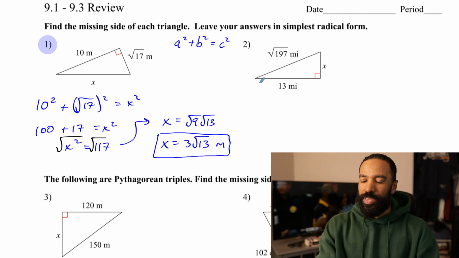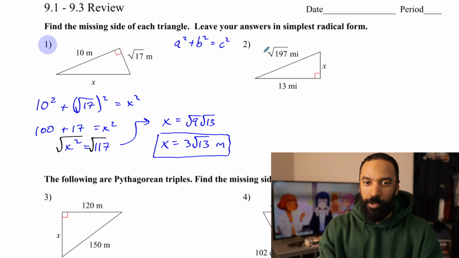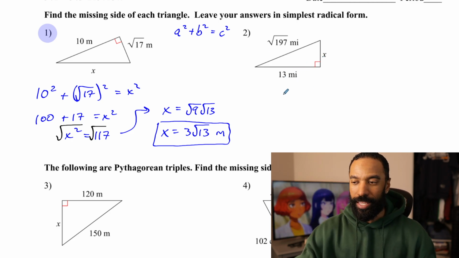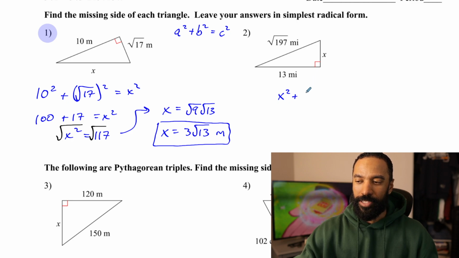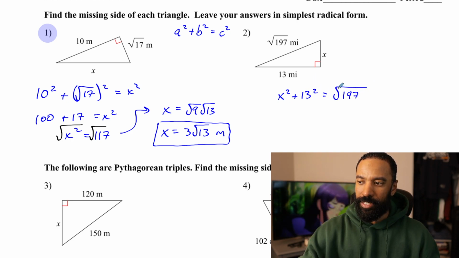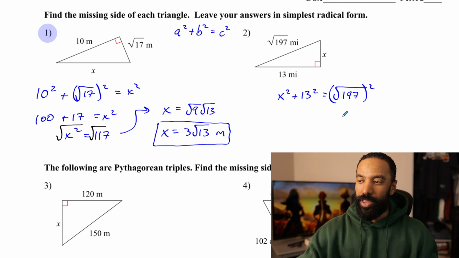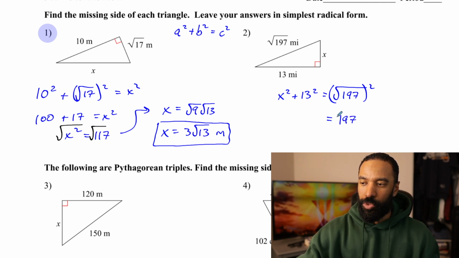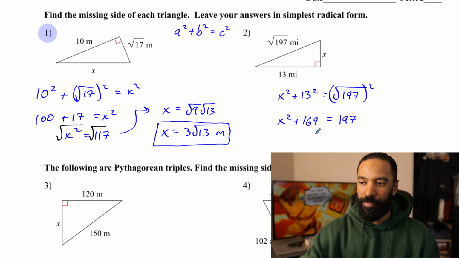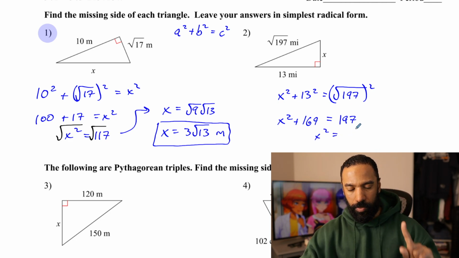Okay, number 2. Now this time x represents one of the legs. So when it comes to a squared plus b squared equals c squared, x is either the a or the b. Let's just treat it like the a, and we get to say x squared plus your other leg, 13, equals root 197 squared. And this time that's the hypotenuse. So we square that, we get 197. 13 squared is 169, and x squared still exists there. We subtract 169 from both sides to get x squared's value. That's 28.